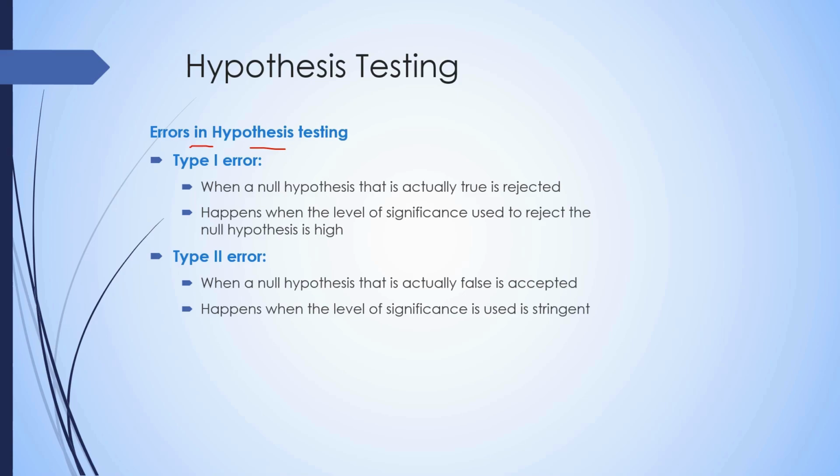Now we have errors in hypothesis testing. What are the types of errors that can happen while you are testing a hypothesis? The first one is type 1 error. The second one is type 2 error. Pretty easy names to remember. So a type 1 error says when a null hypothesis that is actually true is rejected.